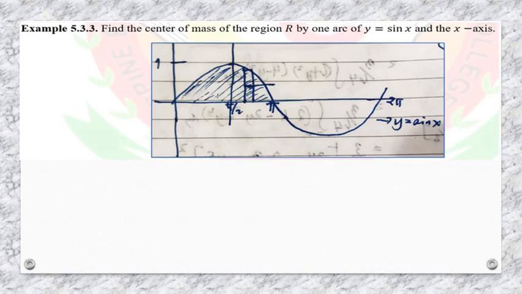For the last example, class, on the center of mass of a plane region: find the center of mass of the region R bounded by one arc of y equals sine x and the x-axis. So, this is just one arc of y equals sine x, and then the x-axis. So, we consider only this region, compute its area, and then find its center of mass.